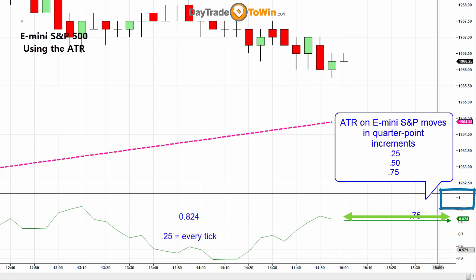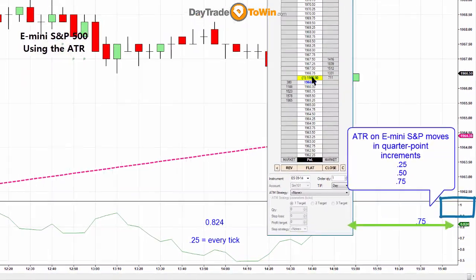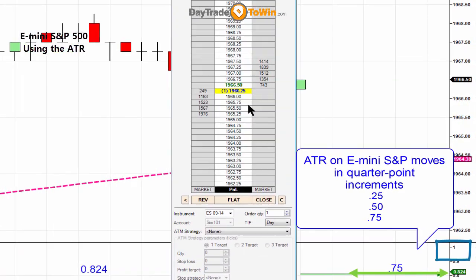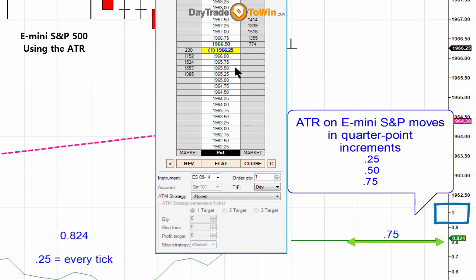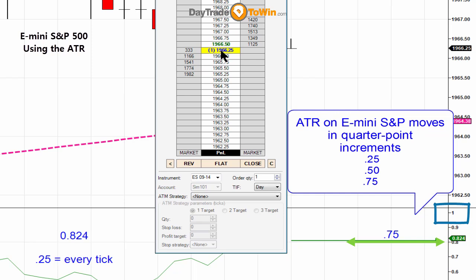Now if you look here on the dome, let me bring up my dome here. On the E-mini S&P, every time it moves up 1 or down 1 tick on the price ladder, the smallest increment, it's the equivalent of moving a quarter of a point. So 0.25, 0.50, 0.75, $1. And so it should relate to the ATR. That's how the scaling on this particular market works. So 3 ticks, or three-quarters of a point, is equal to the market moving up 3 of these price levels: 25, 50, 75, $1.